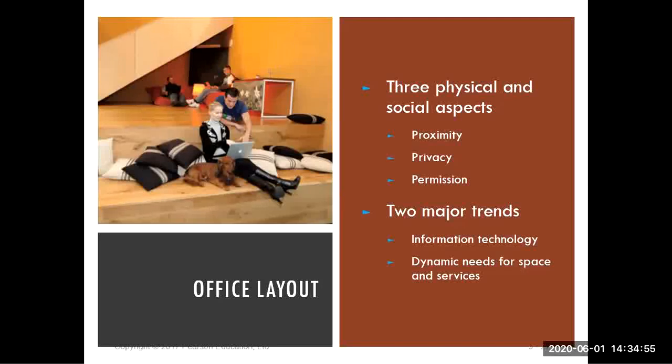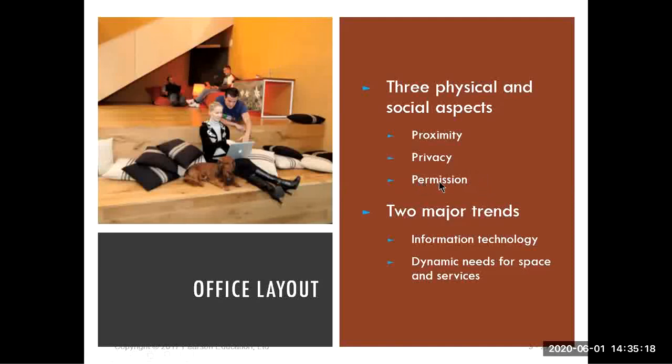Second is privacy. It means that people must be able to control access to their conversations, because sometimes they need privacy. They don't want to have any conversation with others. Okay, I'm busy, so I don't want to communicate with others, so they need privacy.